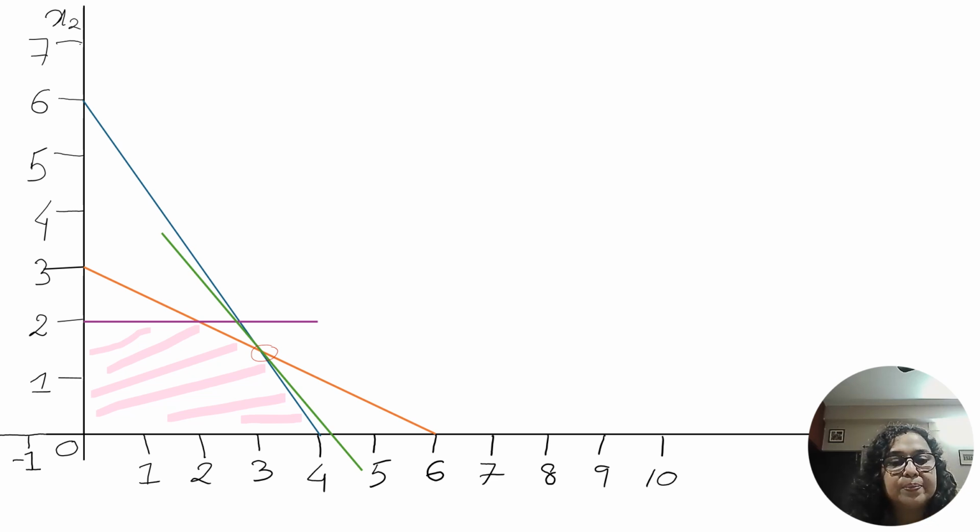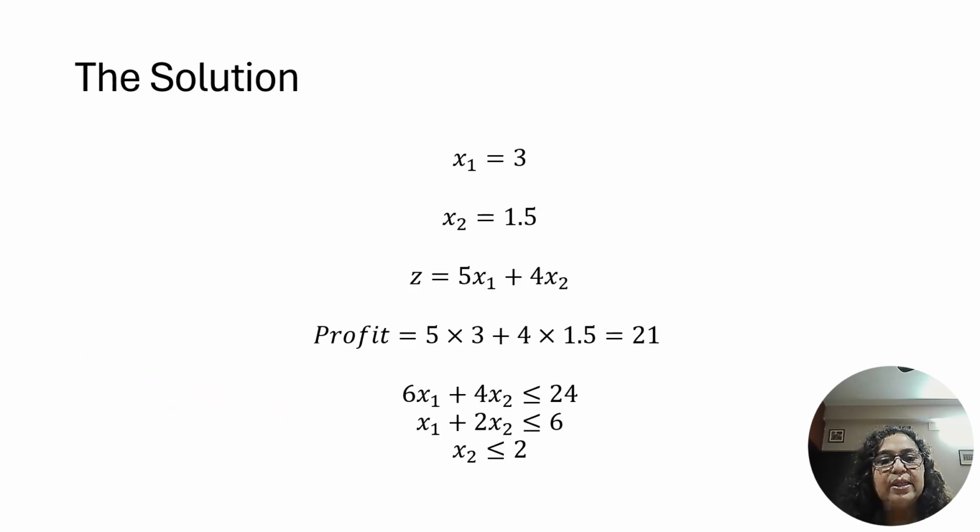So if I drop it down, I can see that x1 is equal to 3 and x2 is between 1 and 2. So the midpoint, it is 1.5. So we have x1 is equal to 3, x2 is equal to 1.5. And we put these two values in our objective function. So 5 times 3 is 15 plus 6, that is 21. So this is the maximum profit.